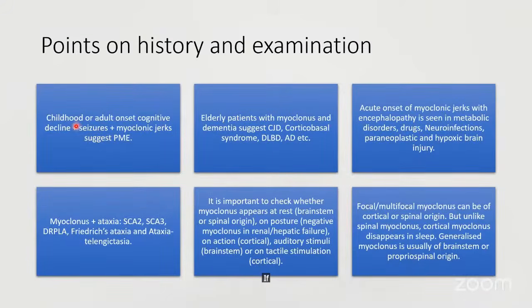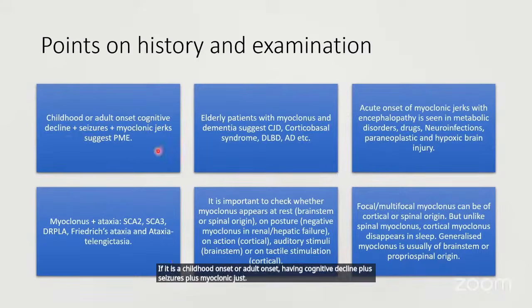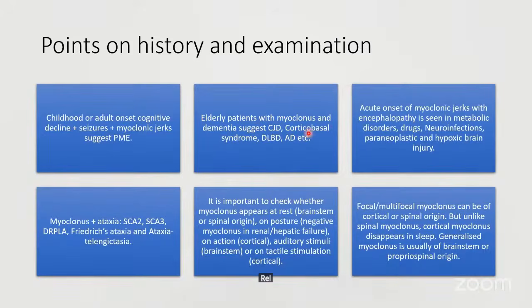If it is childhood onset or adult onset with cognitive decline plus seizures plus myoclonic jerks, then we have to think of PME. In elderly patients with myoclonus and dementia, if rapidly progressive it is suggestive of CJD, and if slowly progressive, relatively not as rapid as CJD, it's corticobasal syndrome, DLB, or AD.